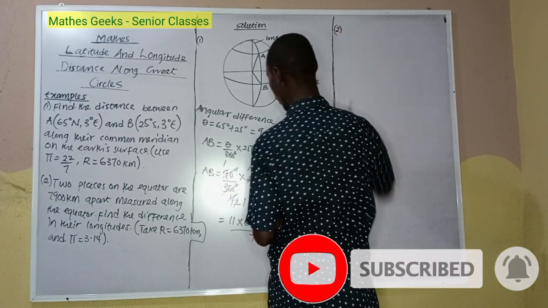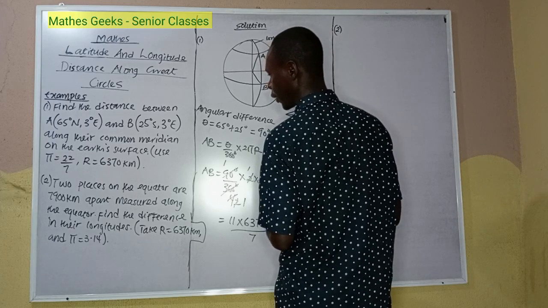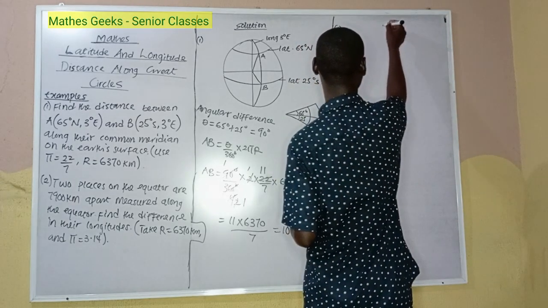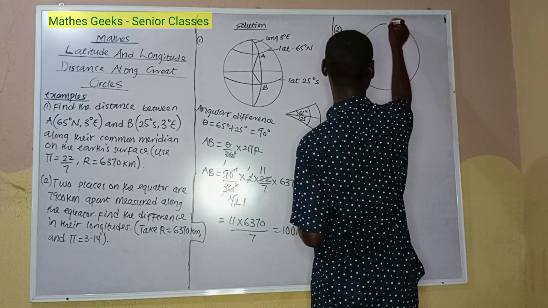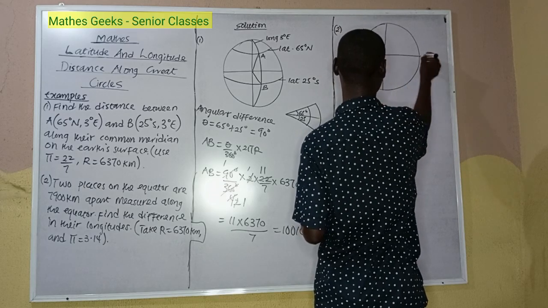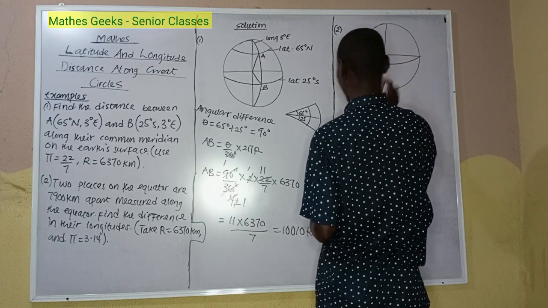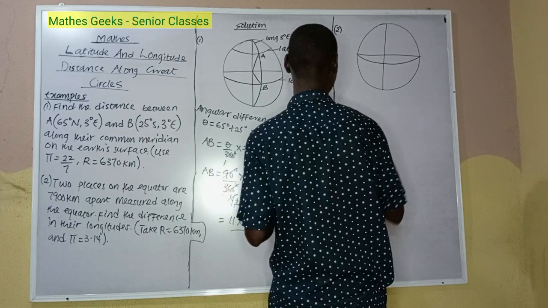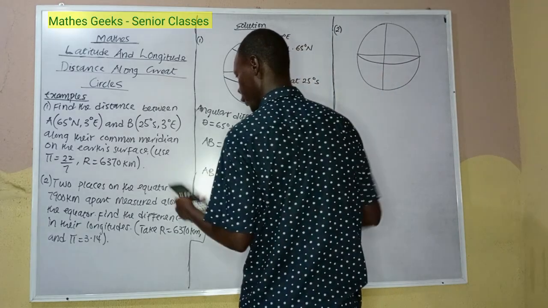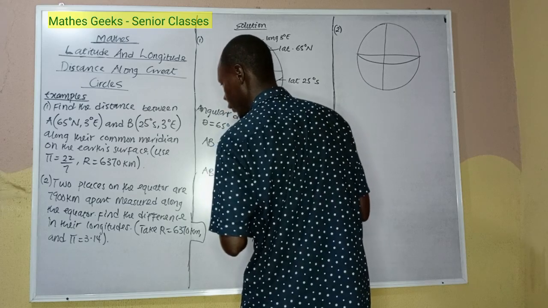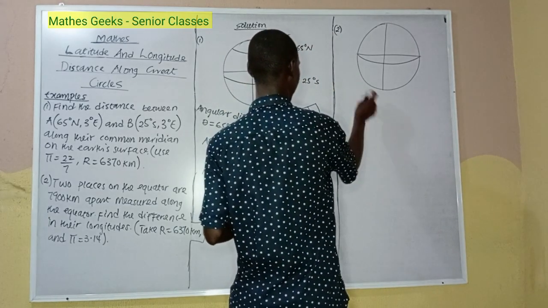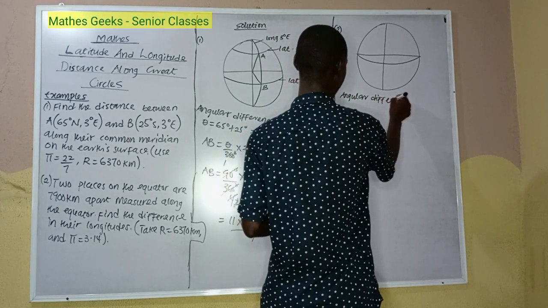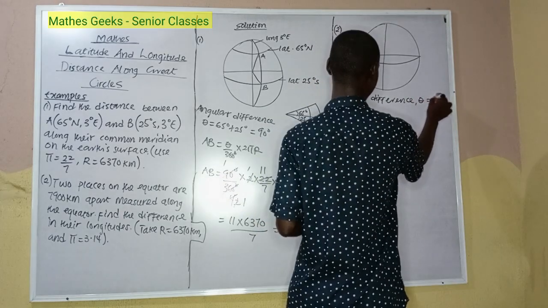Number two. Two places on the equator are 7,900 kilometers apart, measured along the equator. Find the difference in their longitudes. Okay, so since the two places are measured along the equator, that gives us a great circle. Since the question says the distance was measured along the equator, we have to look for the angular difference. So angular difference, theta, is unknown.